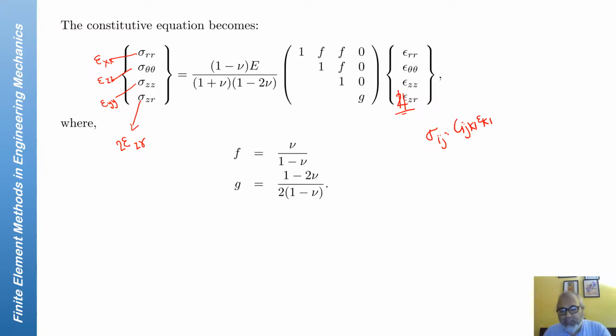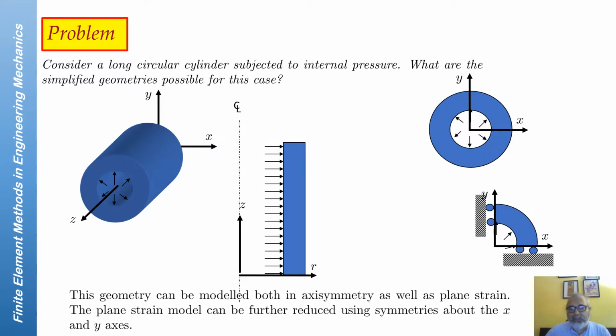Okay, so here is a small problem. A cylinder which is subjected to a radial pressure. Let's say the x is this, r is this and theta is this. As you can see, the geometry doesn't vary with theta, and the loading also is a pressure loading, so it is also independent of theta. So this is a candidate for axisymmetry.